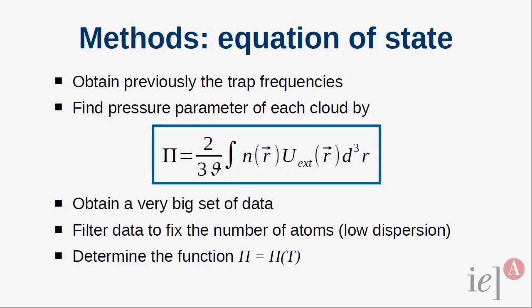We create a very big set of data. Once we have all those measurements, we need to fix the number of atoms, so in a lower dispersion. For fixed trap frequencies, that means a fixed volume parameter, and also a fixed number of atoms, we now can determine the equation of state as a function only of temperature. But the question is, how to do that? So now come the two approaches that I just told you.